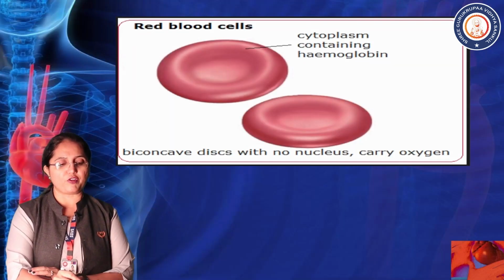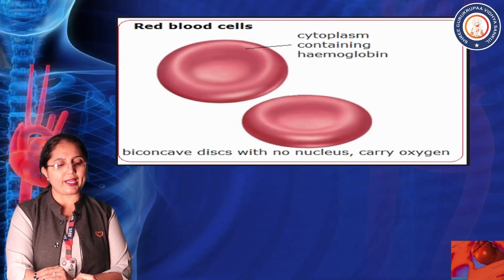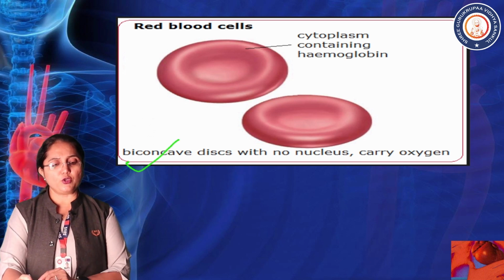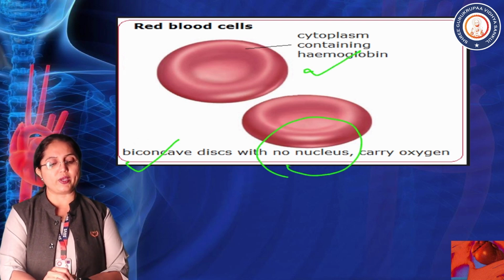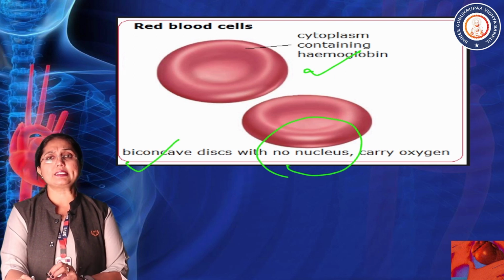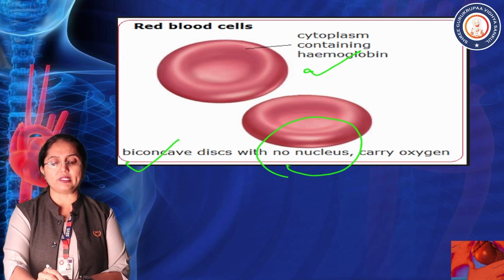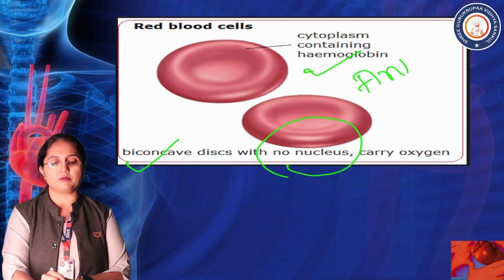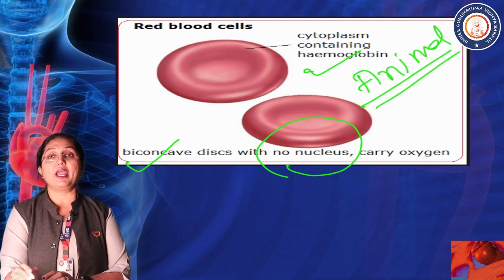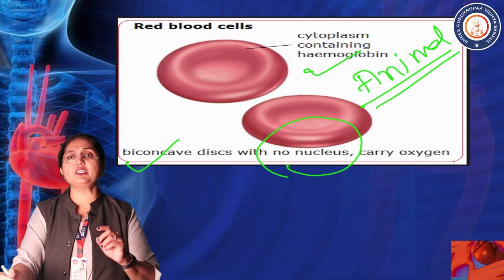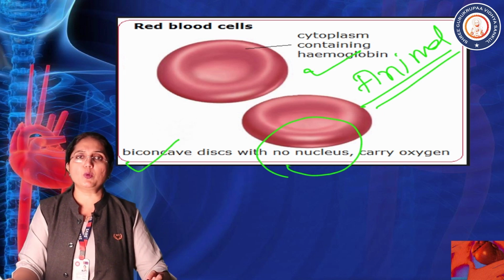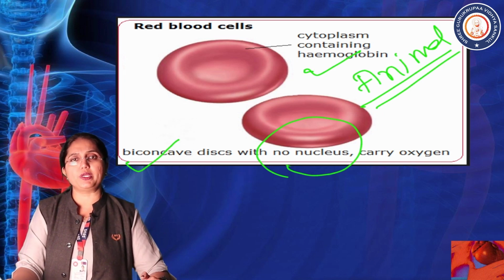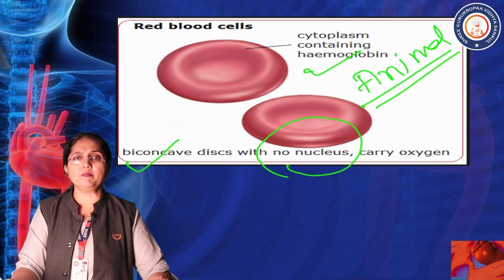Now let's see the structure of RBCs. The RBCs actually look biconcave, right? As if you have joined two concave lenses together. So they look disc shaped and biconcave, with no nucleus. This is very important: RBCs do not have any nucleus. Though they are animal cells, they don't have any nucleus inside. When they are first formed in the bone marrow, they were living animal cells, but afterward, when they start coming into the bloodstream, they lose their nucleus and become nucleus-less.